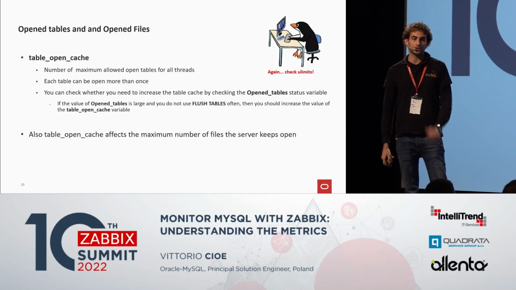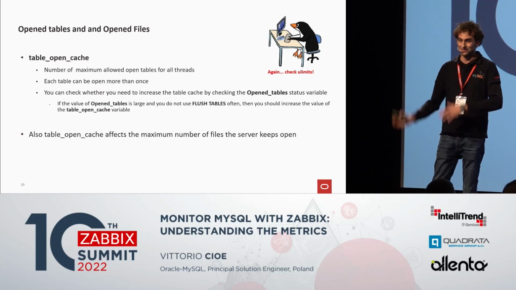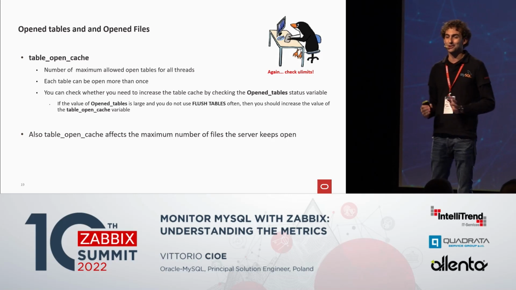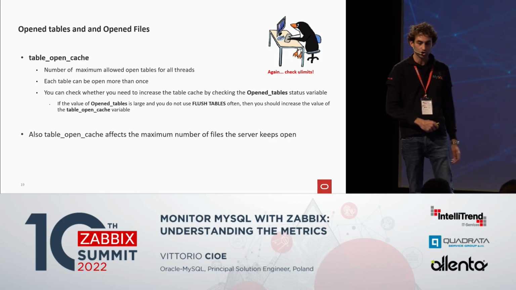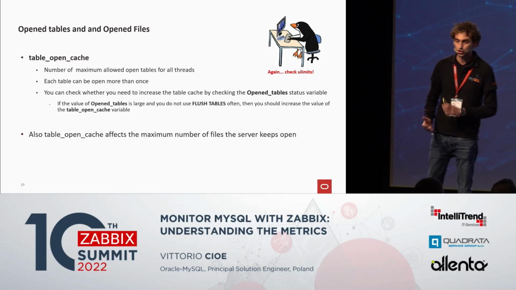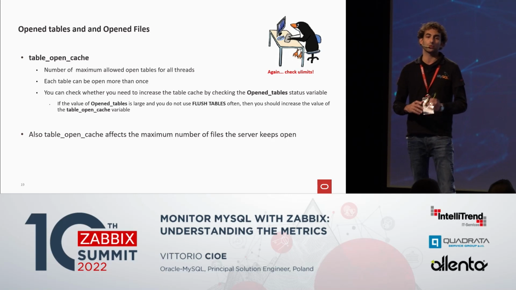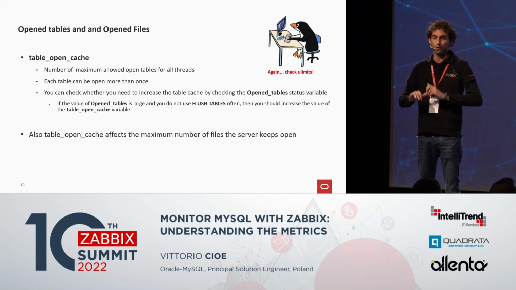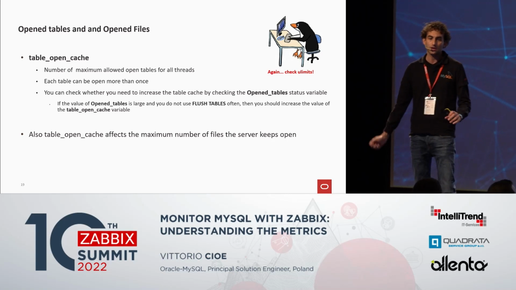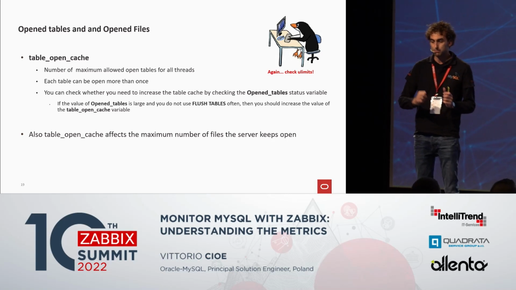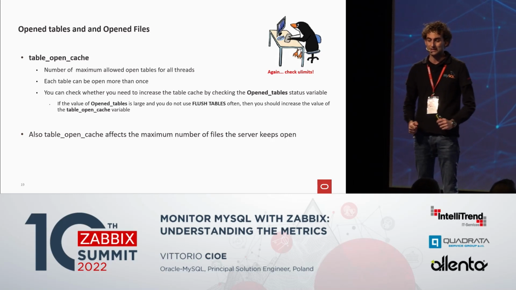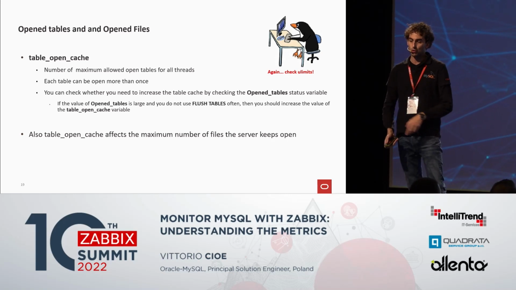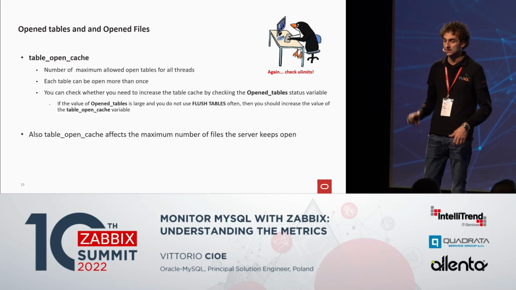About the memory usage, the buffer pool takes a lot of the memory. Another thing which I want to configure is the table open cache. The table open cache is a variable which defines the maximum number of tables which I can keep open concurrently. It gets held in memory, but it also influences the maximum number of open files on the server. So again, check the ulimits.